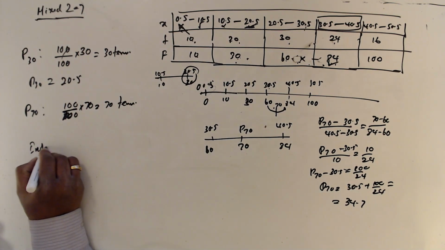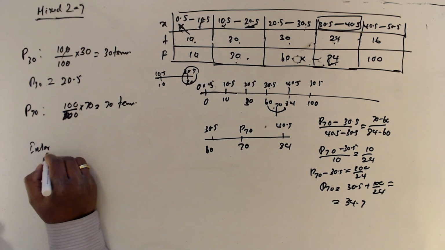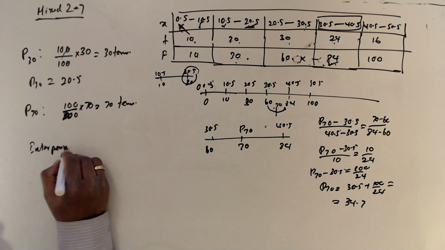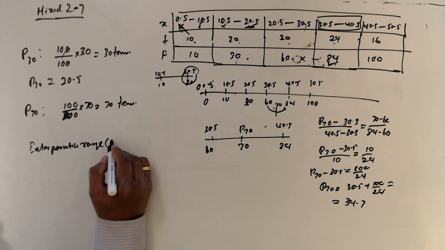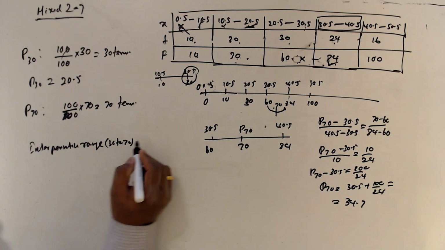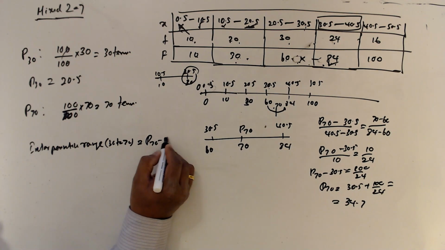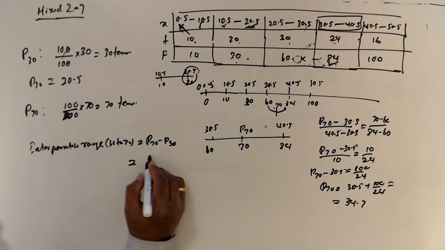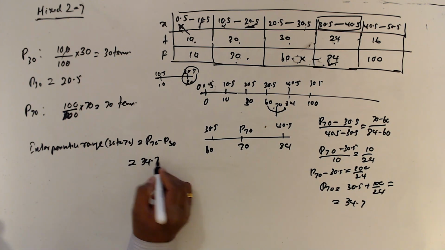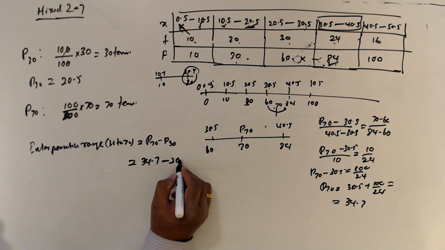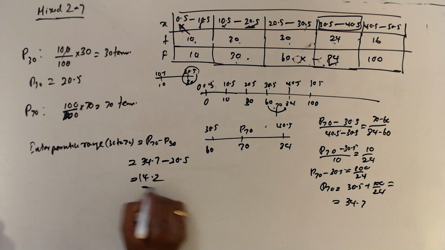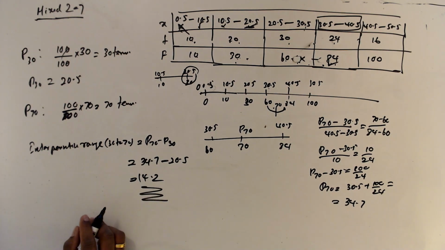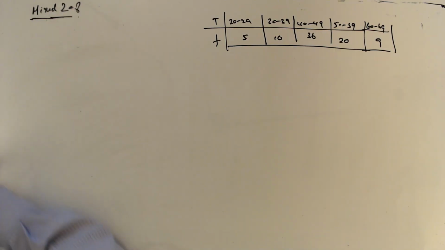Then interpercentile range, 30 to 70: P70 minus P30. So 34.7 minus 20.5, which is 14.2. Question number 8.